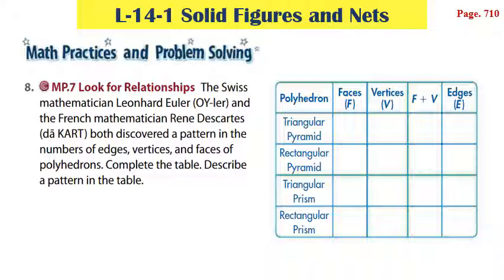Okay, question number 1. The Swiss mathematician Leonhard Euler and the French mathematician René Descartes both discovered a pattern in the numbers of edges, faces of polyhedrons. Complete the table. Describe a pattern in the table. Very good. The number of edges is 2 less than the sum of the number of faces and vertices.